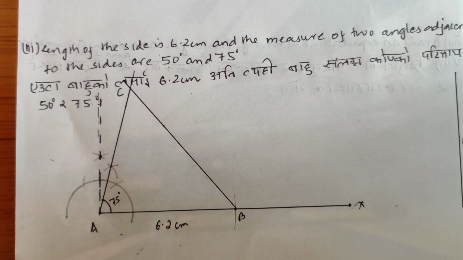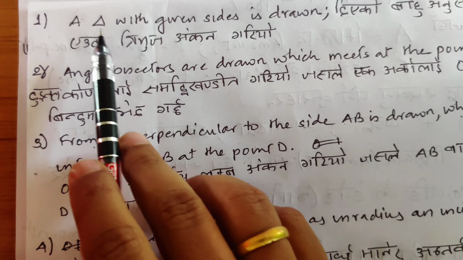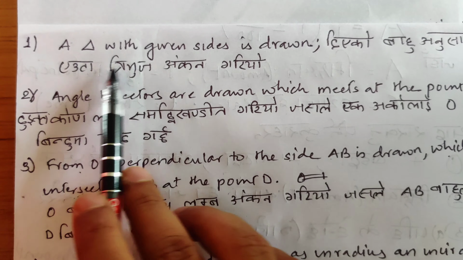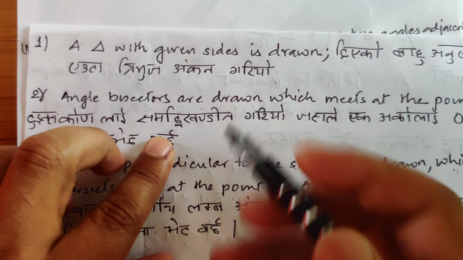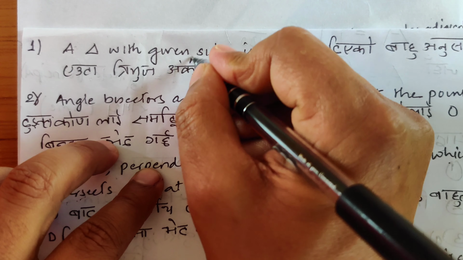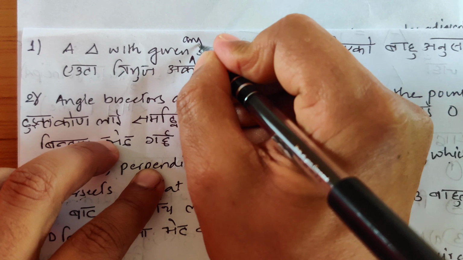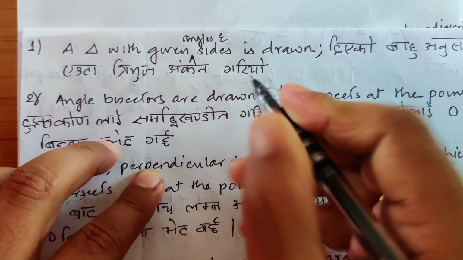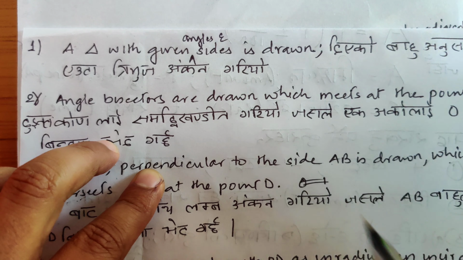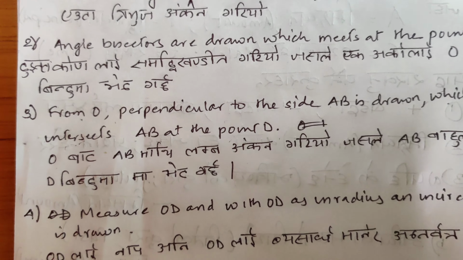So what will be your first step? So here now you need to modify a step. You cannot write a triangle with given sides. So you will write a triangle with given angles and side is drawn. So you just need to use your brain. So let's go to the second step.